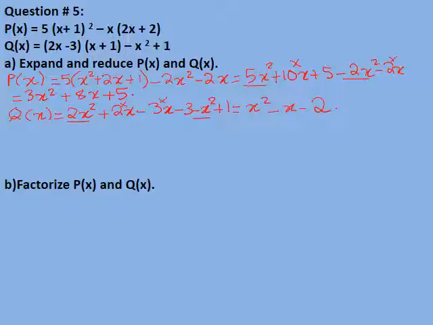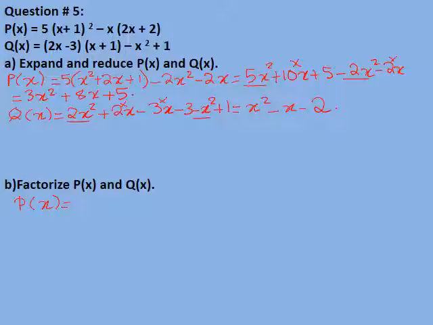Now in part B, we should factorize P of x and Q of x. Start, Hassan, factorizing P of x, please. If we look at P of x, please all of you look at P of x. Do we have any similar terms? No. Do we have any common? No. But if we look at the second parenthesis, we can see that we have 2x plus 2.